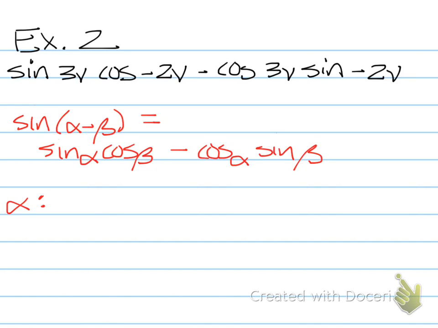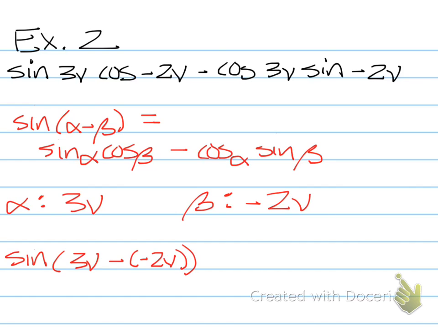In this expression, it's clear that alpha is 3v and beta is negative 2v. So if we go ahead and plug that alpha and beta into the sine of alpha minus beta, we get 3v minus negative 2v, which is 5v.